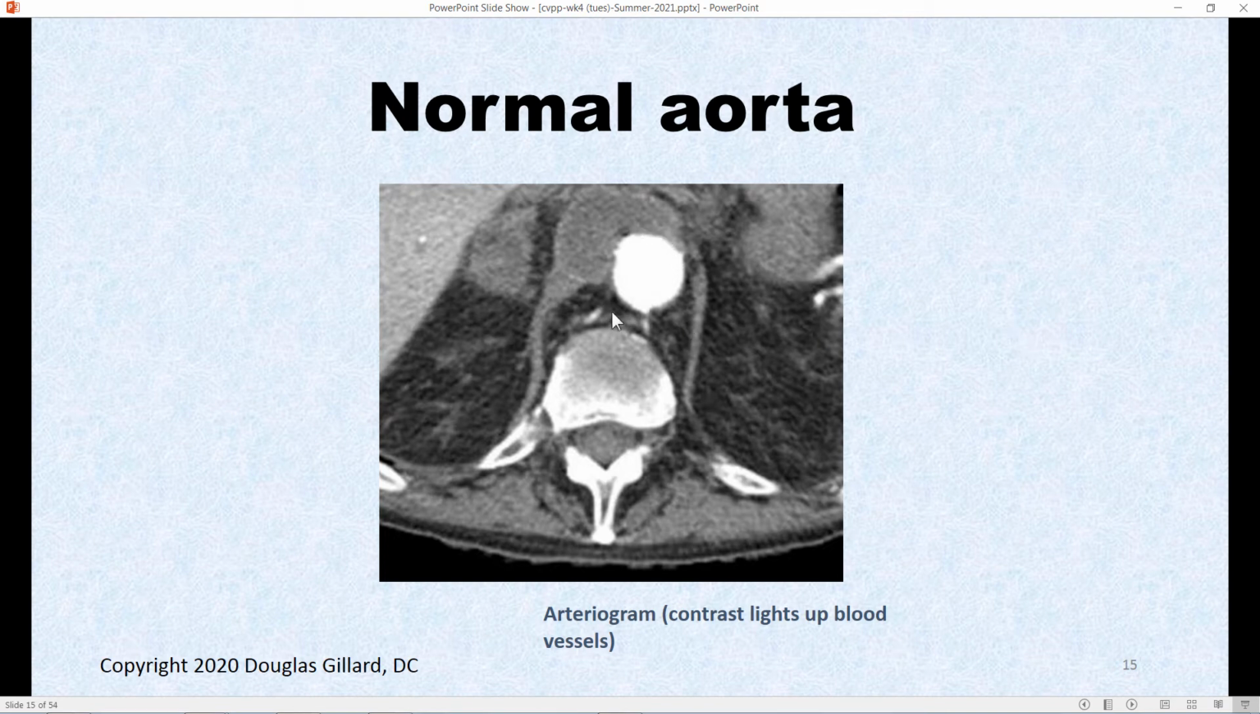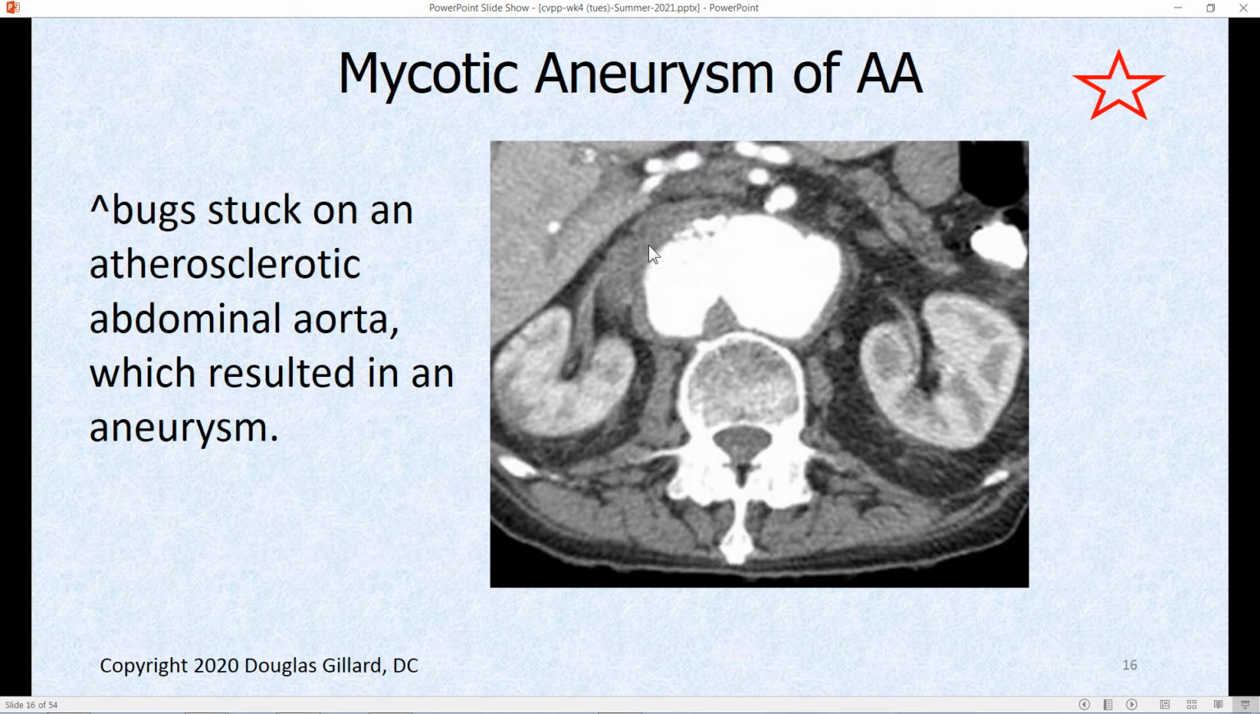Here's a normal aorta. This is a contrast arteriogram. You can see the abdominal aorta quite nicely here. Check this one out. What do you think of that? It's crazy big, right? Yeah, just huge.